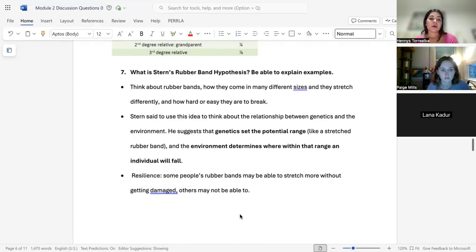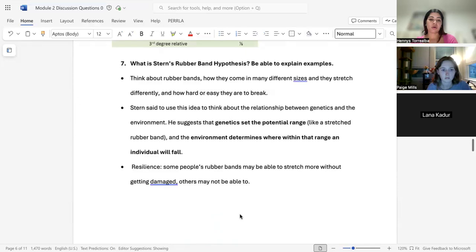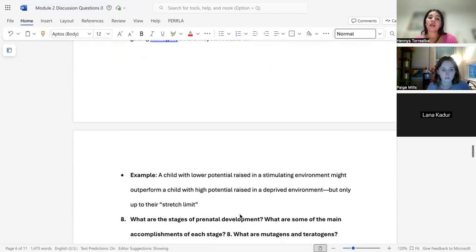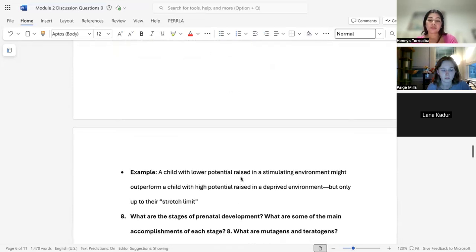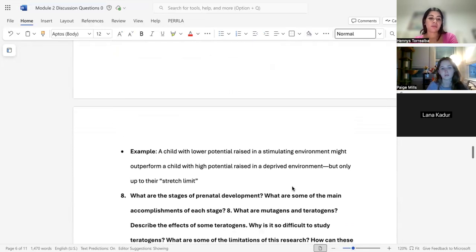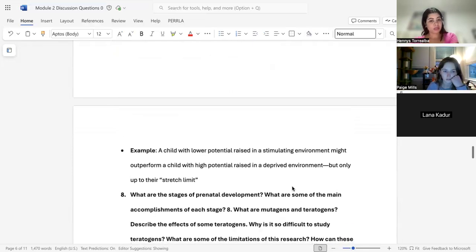And there's also the concept of resilience, as how some people's rubber bands may be able to stretch more or less without getting damaged, while others may not be able to. And then an example would be how a child with lower potential raised in a stimulating environment might outperform a child that has high potential, raised in a deprived environment, but only up to their stretch limit.